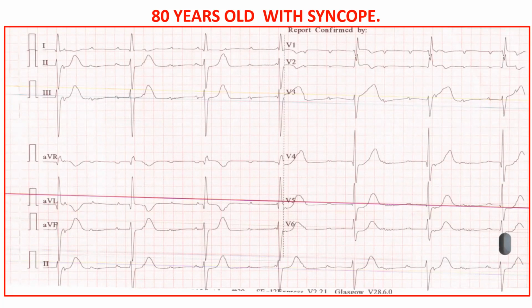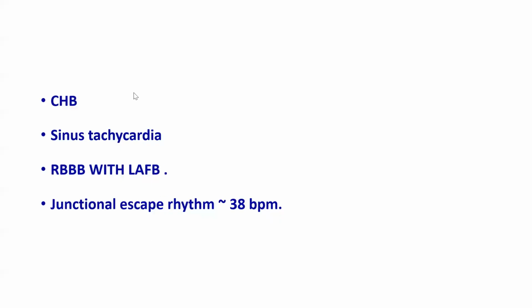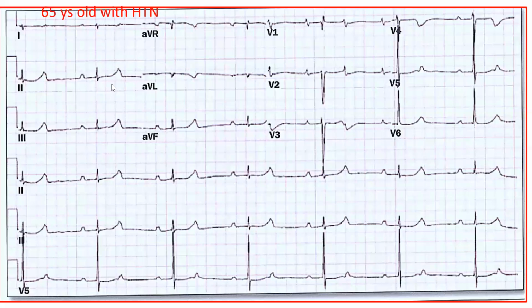This left axis deviation is not the same as simple axis deviation; it is left anterior fascicular block, because we are seeing small Q dominant laterally in lead 1 and aVL, and small R dominant or deepest in the inferior leads. So this is left anterior fascicular block with right bundle branch block, leading to complete heart block. This patient is symptomatic and needs a pacemaker. So: complete heart block, sinus tachycardia, right bundle with left anterior fascicular block, escape rhythm.